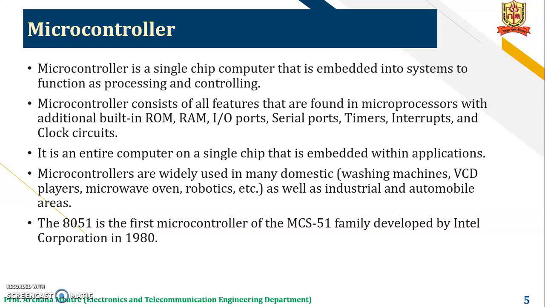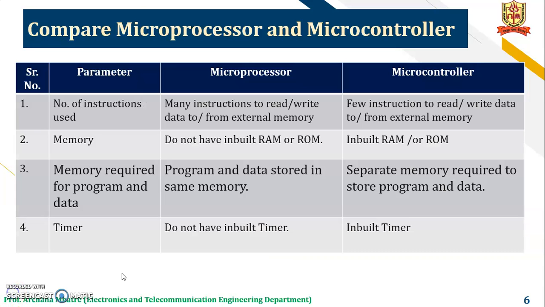It is an entire computer on a single chip that is embedded within the applications. Microcontrollers are widely used in many domestic, as well as industrial and automobile areas. Domestic like washing machine, VCD players, then microwave oven, robotics, etc. The 8051 is the first microcontroller of the MCS 51 family developed by Intel Corporation in 1980. Now next we will study about the comparison of a microprocessor and microcontroller, which is a very important question. These are the parameters. On the basis of this parameter we will compare between the microprocessor and microcontroller.